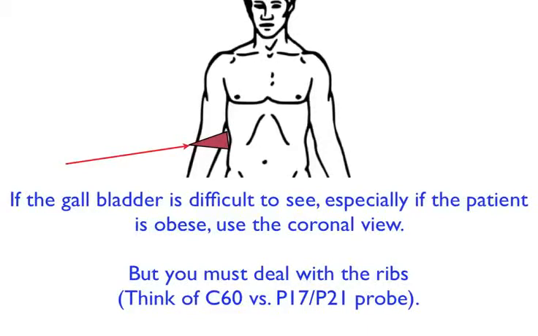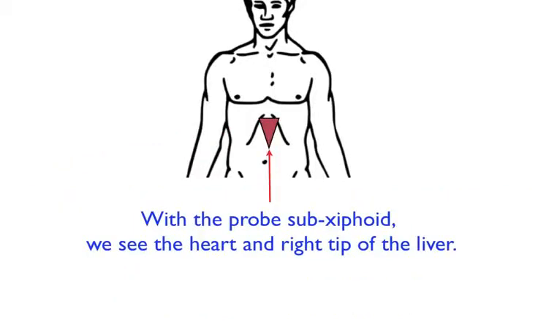Now, when you go to the coronal view, you really need to think about what probes you want to use. I happen to prefer phased array probes for the gallbladder. Many people prefer the C60 probe, the curvilinear probe. But when it comes to doing a coronal view, you're going between the ribs. So the curvilinear probe has a larger footprint and may not fit between the ribs as well. So many people would prefer at this point to switch to the phased array probe, which can more easily fit between the ribs. Your choice, but just remember you have to deal with the ribs if you go to the coronal view. So first we'll start off with the subxiphoid view.